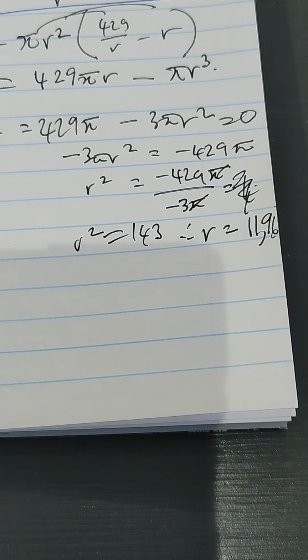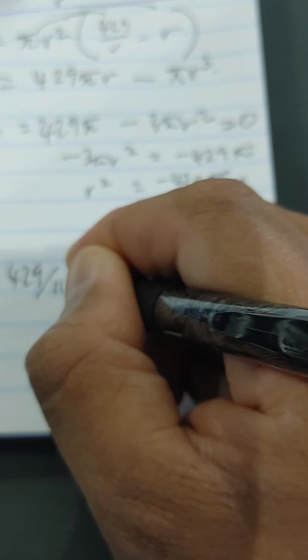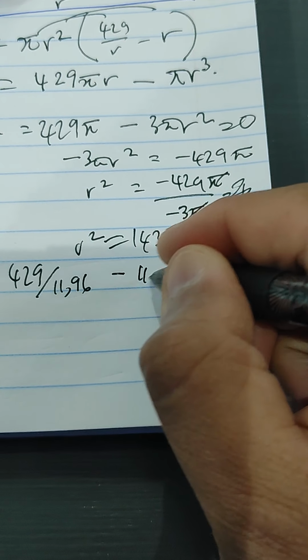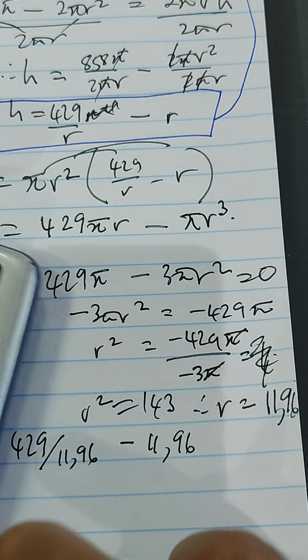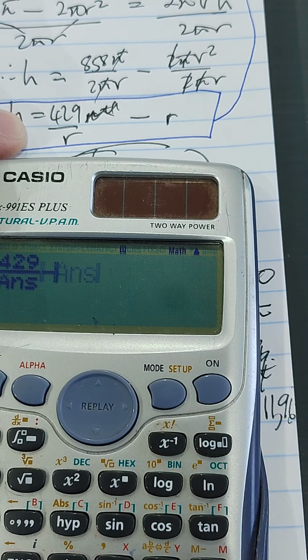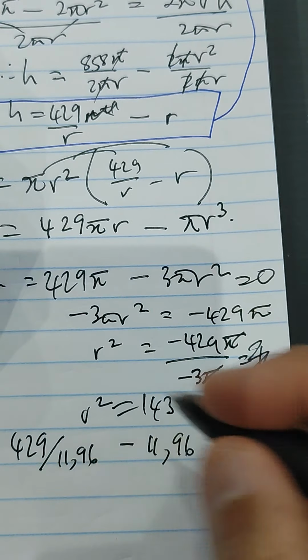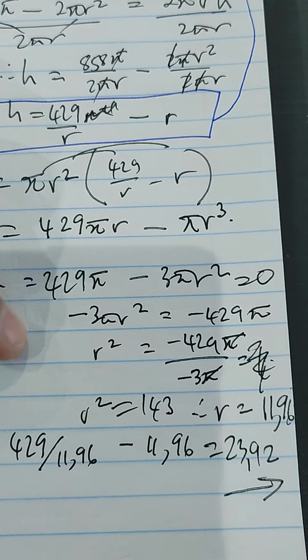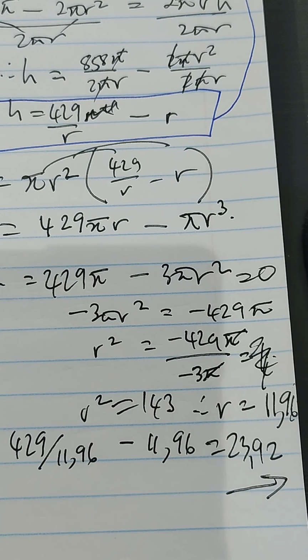Remember they said the dimensions, so the height is going to be, for the radius 11,96, 429 over r, which is 11,96, minus 11,96. This is coming from this formula here. I'm substituting it into that formula. So we just say 429 over the last answer calculated, minus r, which is 2 root 143, which is 23,92 centimeters.